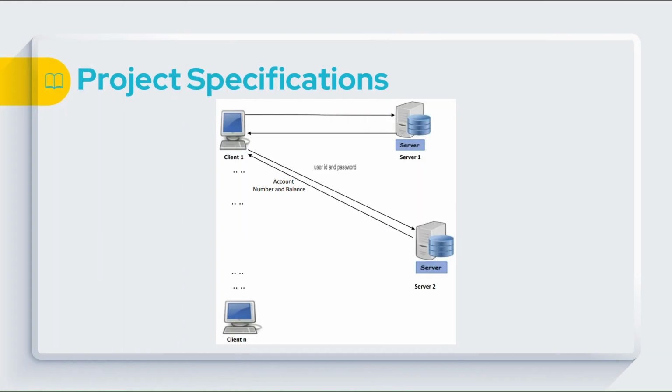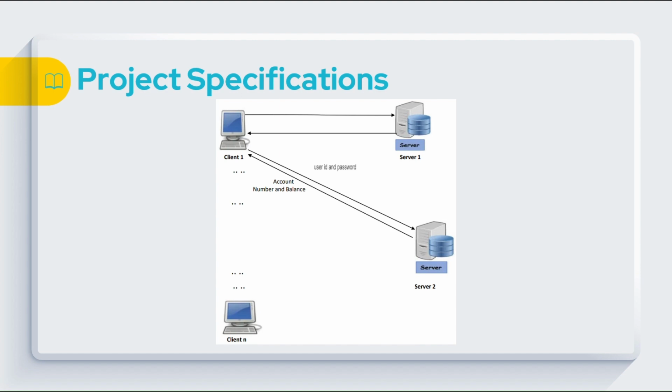The project specifications. So let's get into the details of the project that we'll be working on today. In this project, we are required to do socket programming in C language to implement a pair of client and server that can achieve simple password verification to indicate the account number and balance. The client will send a pair of user ID and password to the server, and the server will verify whether the pair of user ID and password is legitimate or not for retrieving the account number and balance.